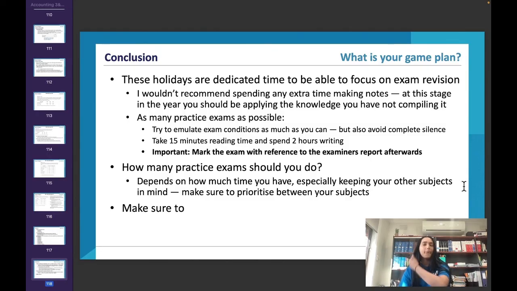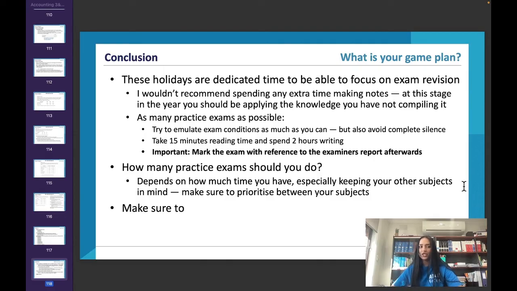in your exam. If a question is saying, why is bank a current asset, you need to have the definition of current asset in your answer to get full marks. And knowing that definition is an easy mark in that exam. Okay, but moving on to exam revision.